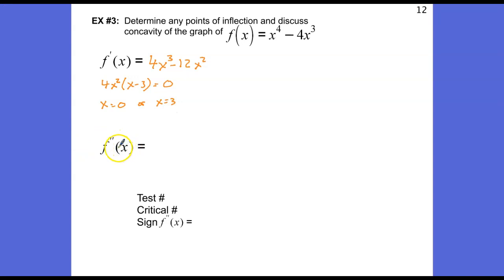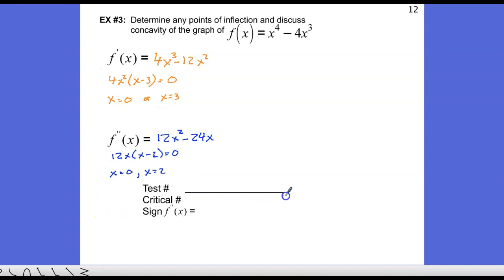Now let's go ahead and find the second derivative. So the second derivative is going to be the derivative of f prime. So that'll be, again by the power rule, 12x squared minus 24x. And if we factor a 12x out, that's going to leave x minus 2 in parentheses. And we can set that equal to 0. And now we have our critical values for f prime, which again is going to be x equals 0, and this time x equals 2.